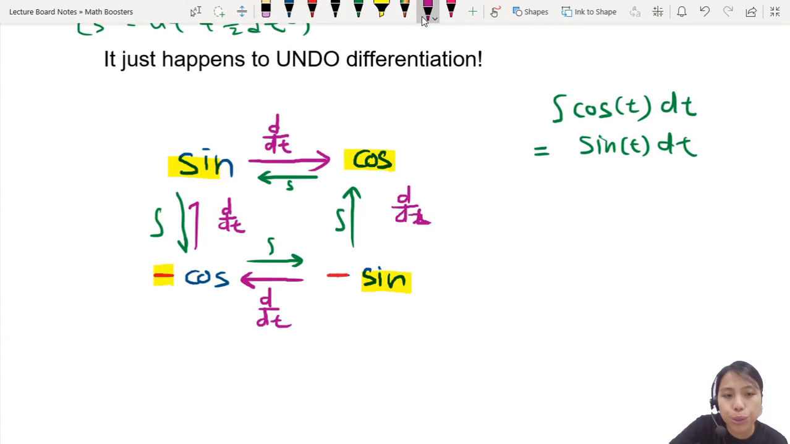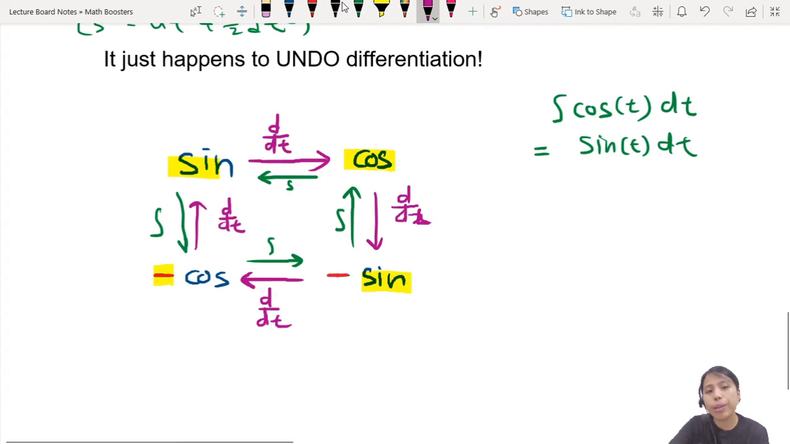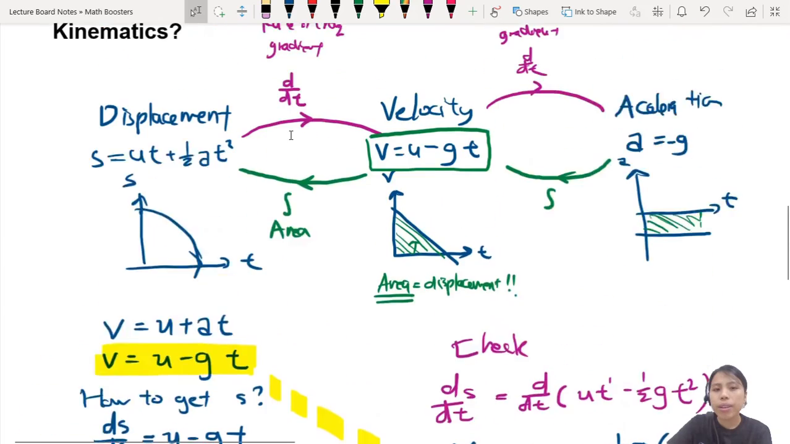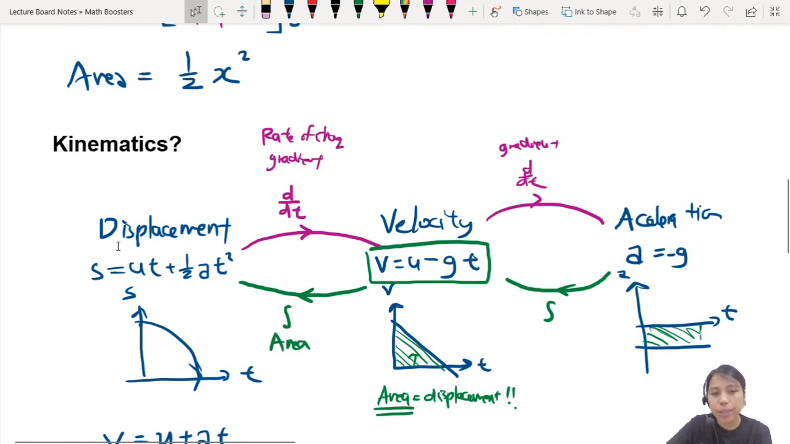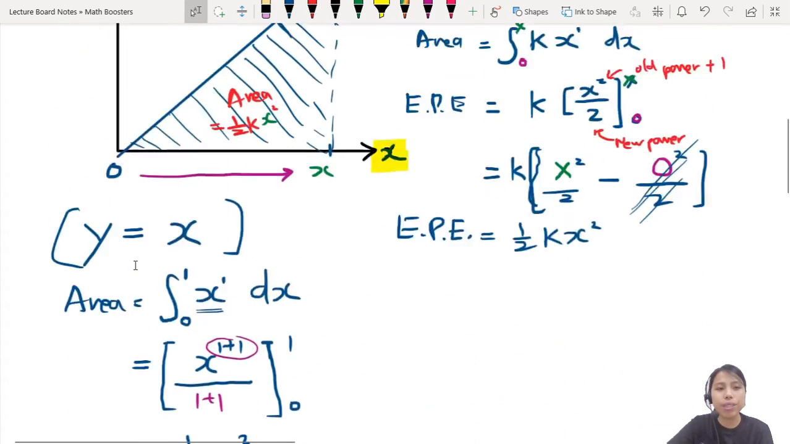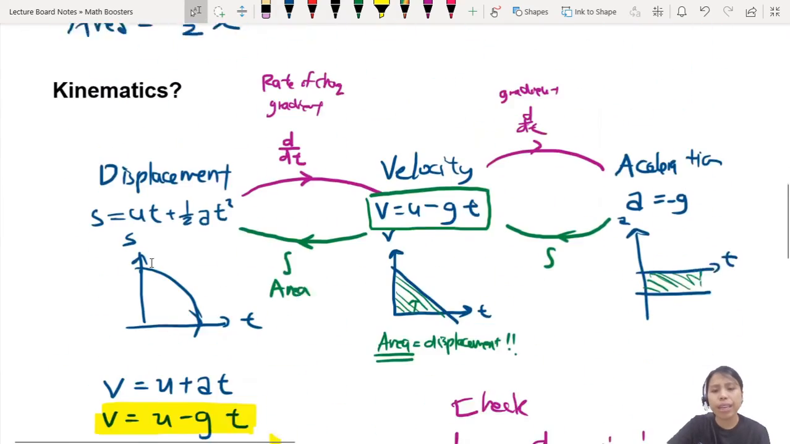So yeah, this is a very useful tool whenever you come to any kind of equation that is thrown at you. Especially when it's kinematics, they've got velocity, they've got displacement, they ask you to find the different one. You just need to know this relationship. Displacement, you differentiate it, you're finding the rate of change, which is a gradient, which is velocity. If you want to find displacement from velocity, you integrate, you're basically finding the area under the curve, then you get displacement.